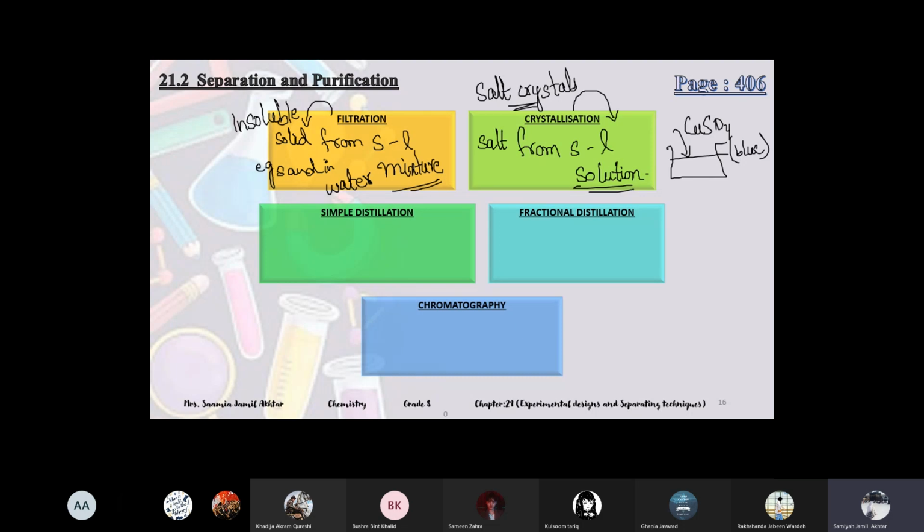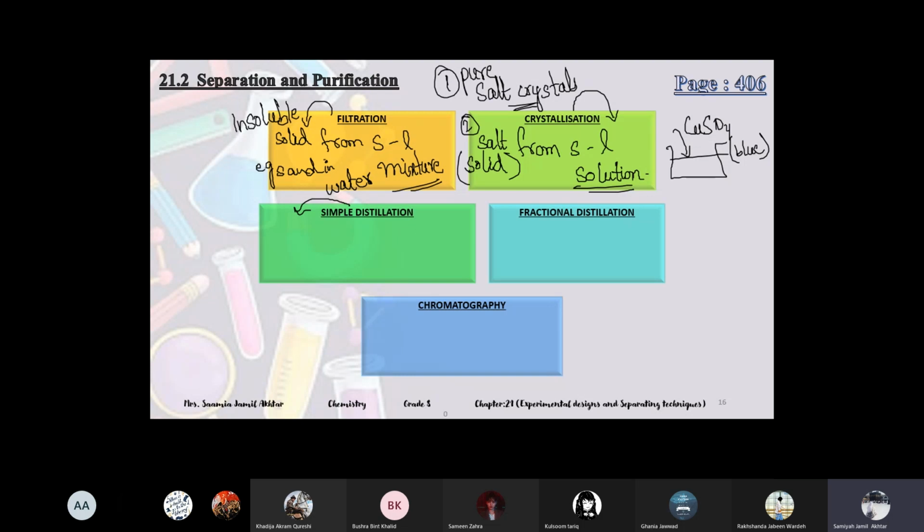It has several steps, and I will explain the steps of crystallization. When we do these steps, in the end we evaporate the water and we get pure salt crystals of copper sulfate, blue-colored crystals. So this technique is used, first of all, to prepare pure crystals, and secondly, to separate the salt from a solid-liquid solution. Salt is a solid, so in the solid form we will get it.